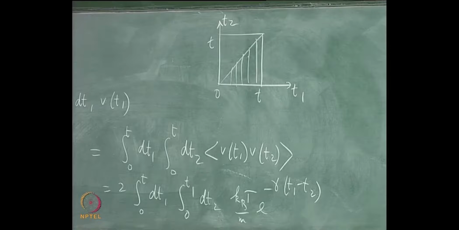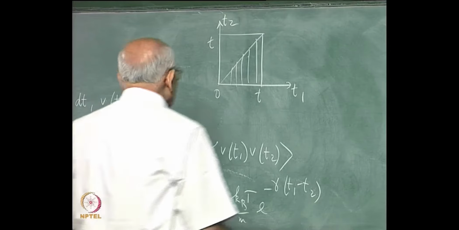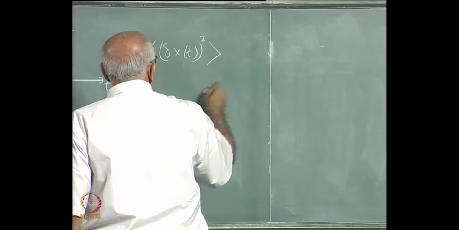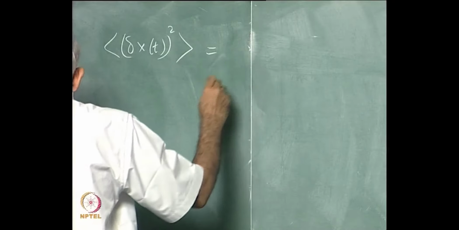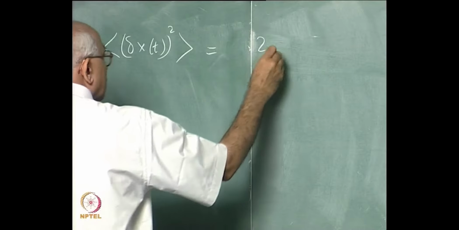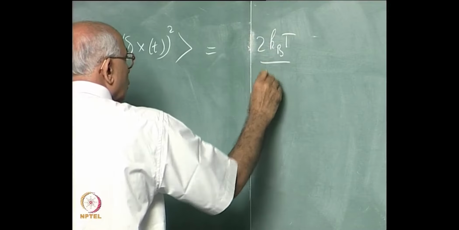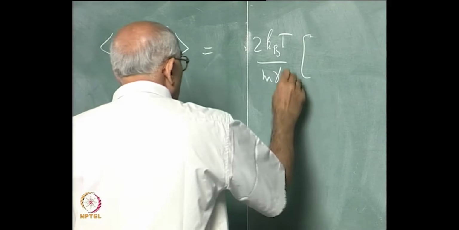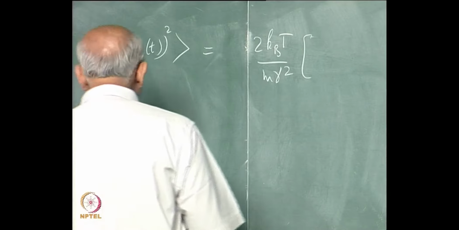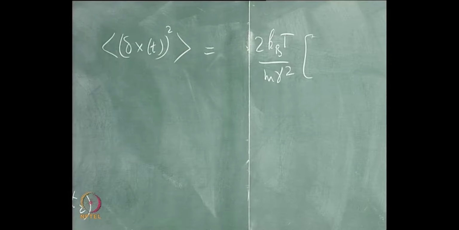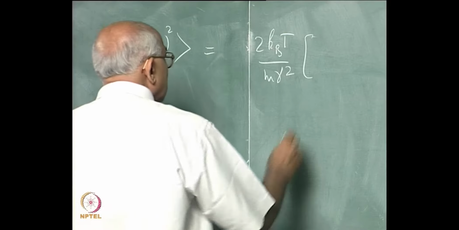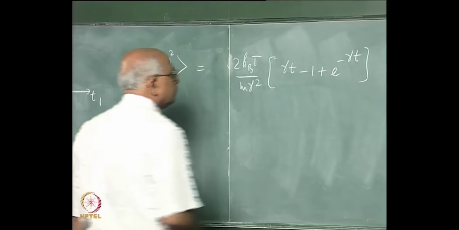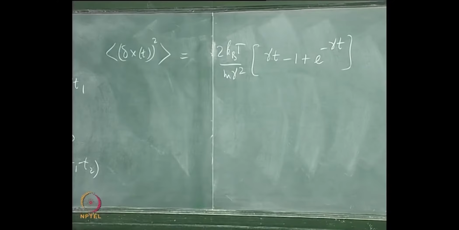And that is a trivial integral to do. It is very simple, and the result is the following. So you end up with delta x of t whole squared equal to, it turns out, 2 k Boltzmann T over m gamma squared, because I am going to do two integrals here, and the k Boltzmann T over m comes from here, and then it is an integral which gives you gamma t minus 1 plus e to the minus gamma t. And that is the result.